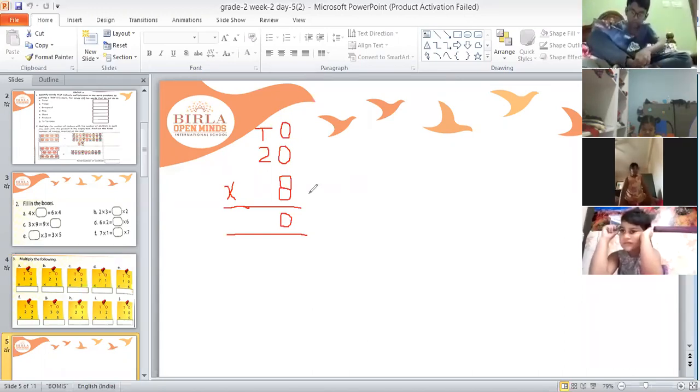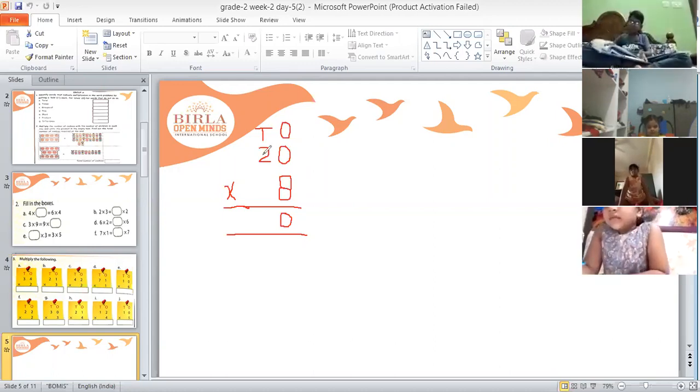Okay, so what we'll do, first we will multiply this 8 with the number in ones place. Then we will multiply this 8 with the number in tens place. So now we'll recall table of 8 how many times? 2 times. Why are we recalling it 2 times? Because the number in tens place is 2. Now 8 twos are how much?